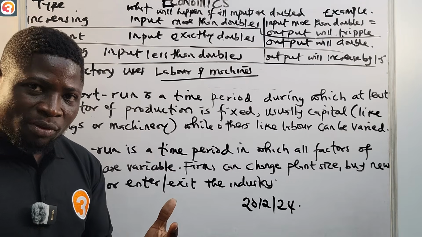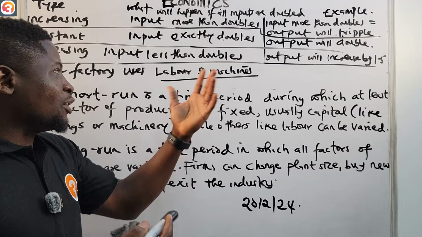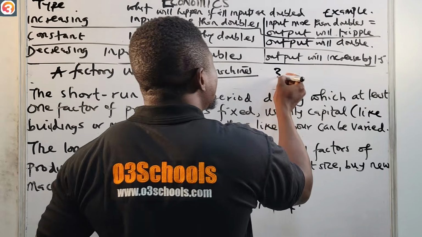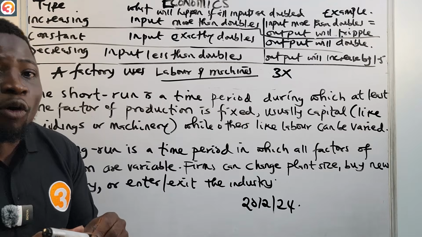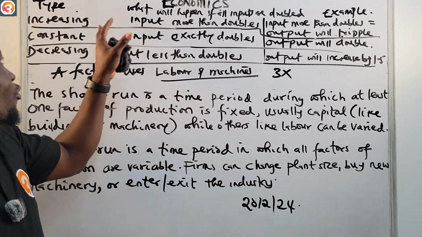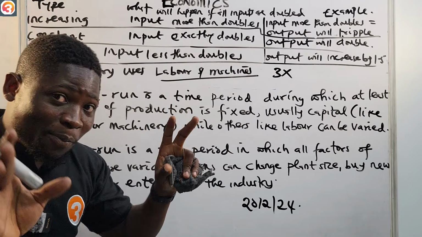Now, if you double labor and machines, you increase the number of laborers and also the number of machines, and then you get 3 times the number of shoes you were making before without doubling it. That is an example of increasing returns to scale. I hope it's very clear.